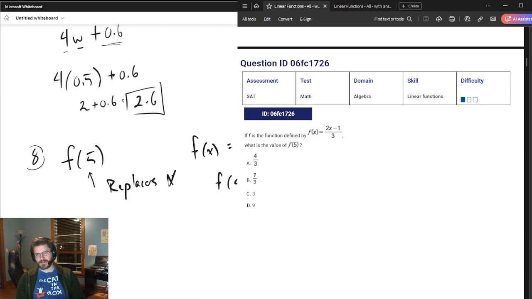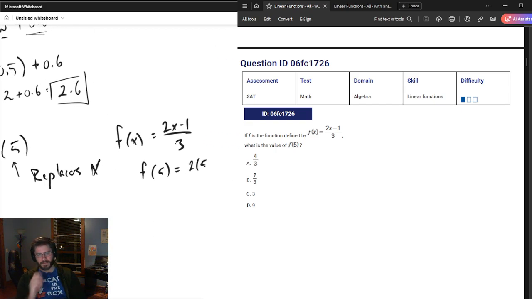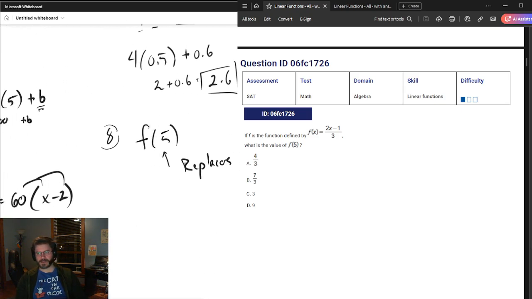So 2 times 5, oop, you guys can't see what I'm doing. 2 times 5 minus 1 over 3. 2 times 5, of course, is 10, minus 1 over 3. 10 minus 1 is 9 over 3, which is, of course, 3. This was question 726, and that is 3.